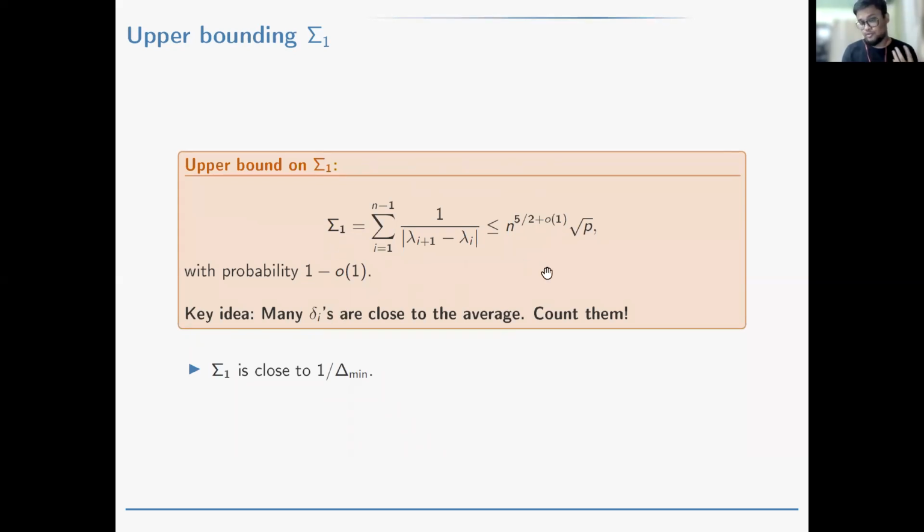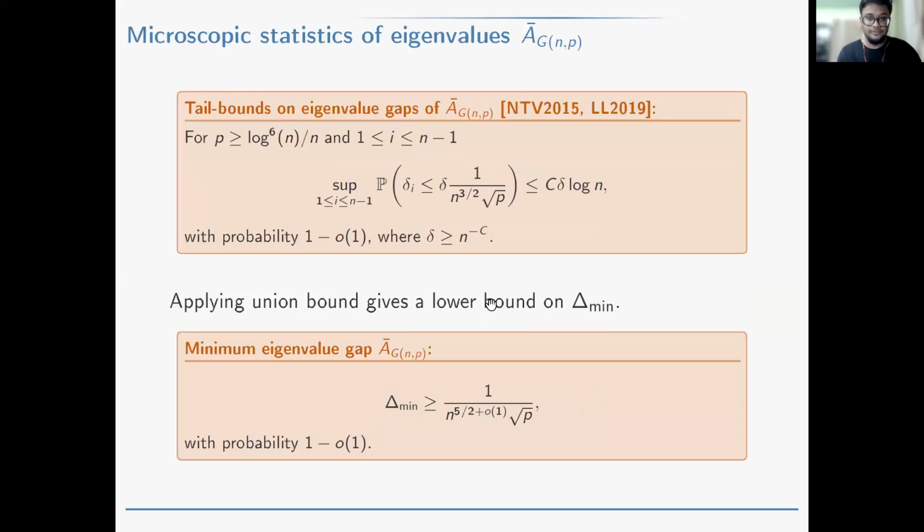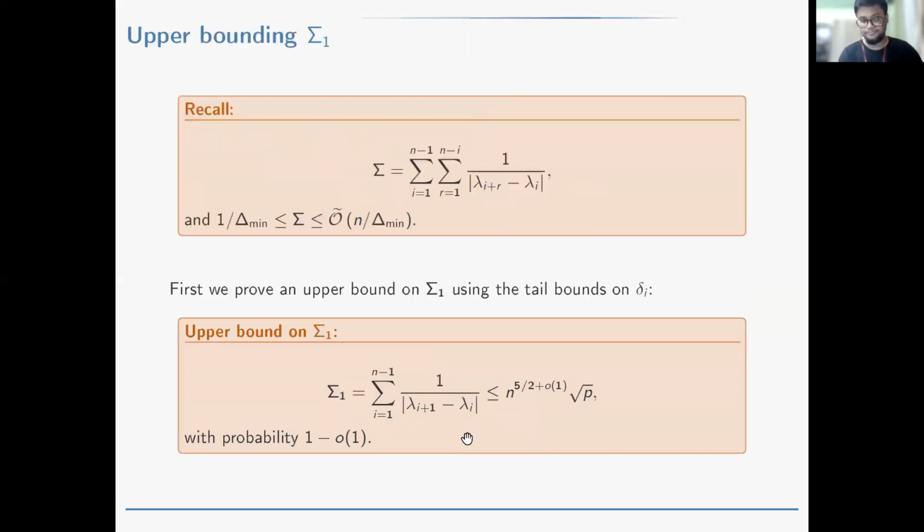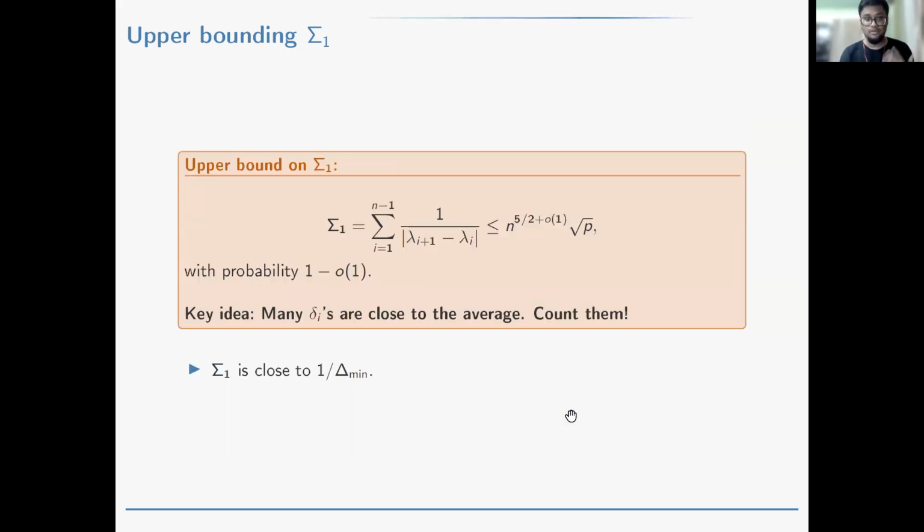If you remember what the lower bound for the minimum of all the eigenvalue gaps, delta min, was, you could see that this upper bound is 1 over this delta min, the lower bound that we had obtained. So in that sense, sigma 1 is close to 1 over delta min, but we need to obtain an upper bound for sigma, not just sigma 1, right? So how do we do it? We saw that sigma 1 is upper bounded by the lower bound for 1 over delta min.